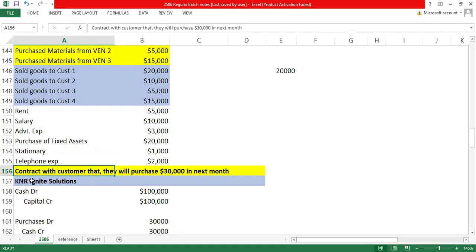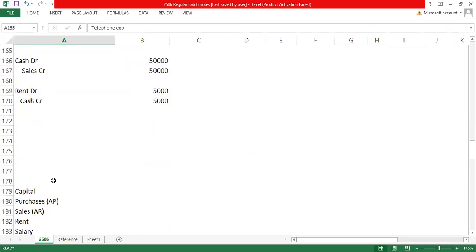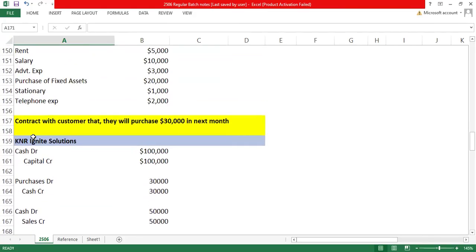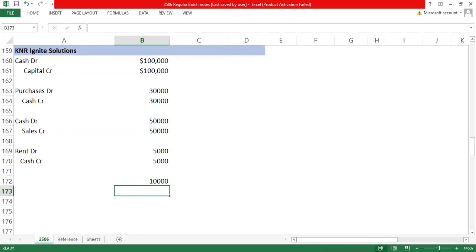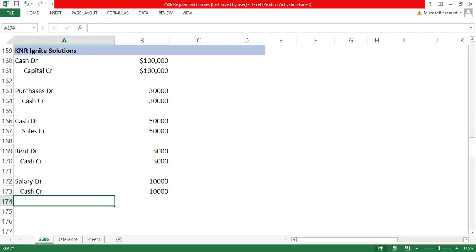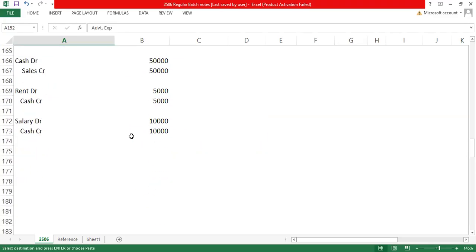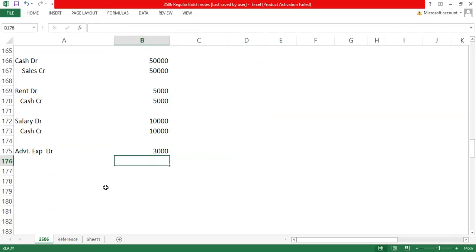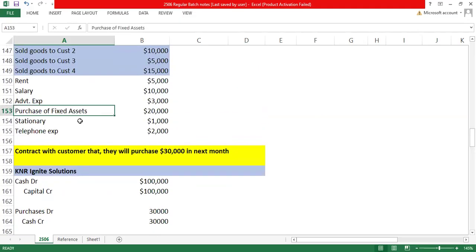Now all those expenses we are going to debit. So rent we have debited. Similarly, salary also we are going to debit, so let's say 10,000. Amount is fixed. Salary is an expense, so I'll debit salary and I'm paying cash. Now, after salary, what do I have? I have my advertisement expenses for 3,000. Advertisement expense you debit, and again cash.